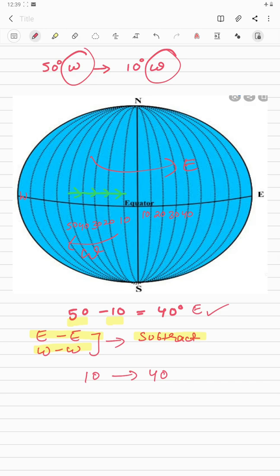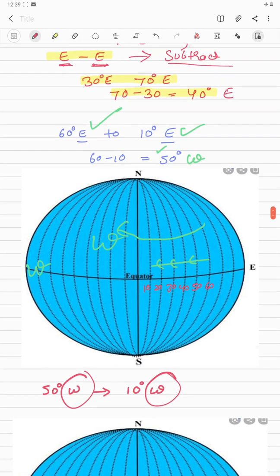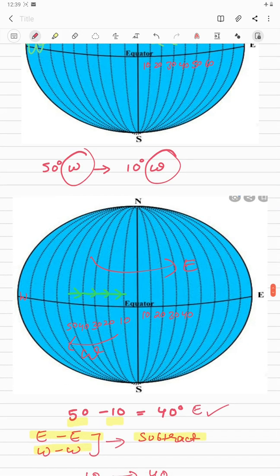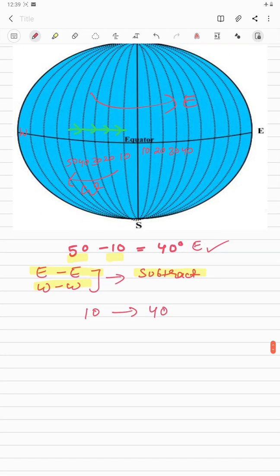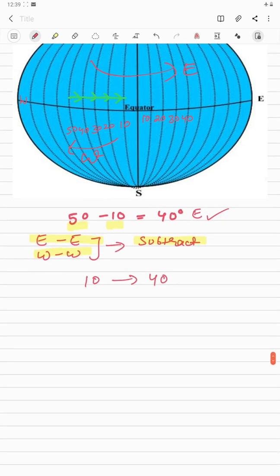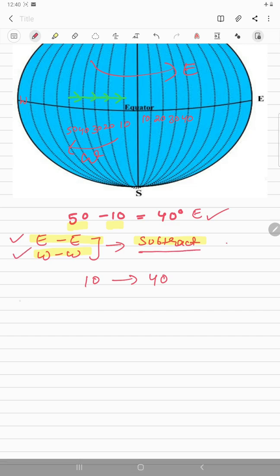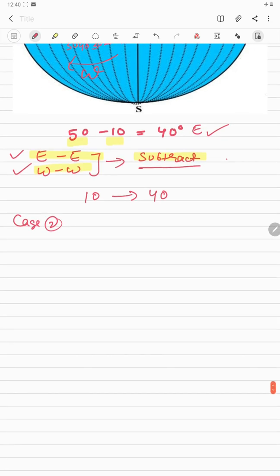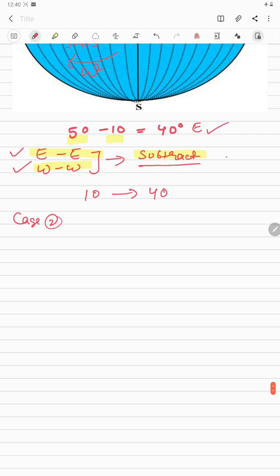All right, guys, I hope these examples are clear to you. These are very basic examples. We are going to go towards tougher examples. But the basic concept that I want you to get clear in your head is that whether you're moving east and east or west and west, you subtract. Now let us come to case number 2. Case number 2 is, what if it is west and east, what are you going to do?